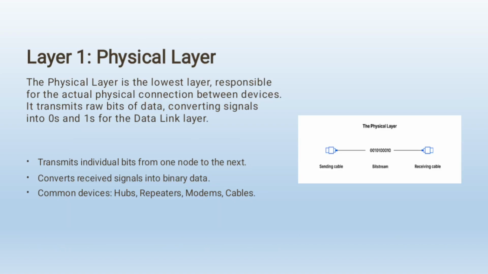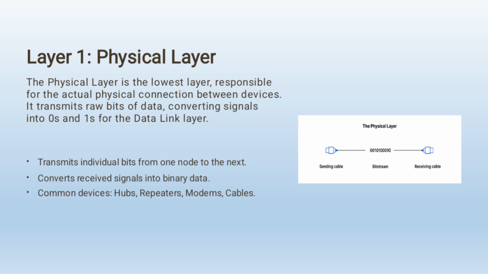Layer 1, physical layer. The physical layer coordinates the functions required to transmit a bit stream over a physical medium. It deals with the mechanical and electrical specifications of the interface and transmission medium. The physical layer is concerned with the following: physical characteristics of interfaces and media. The physical layer defines the characteristics of the interface between the devices and the transmission medium.